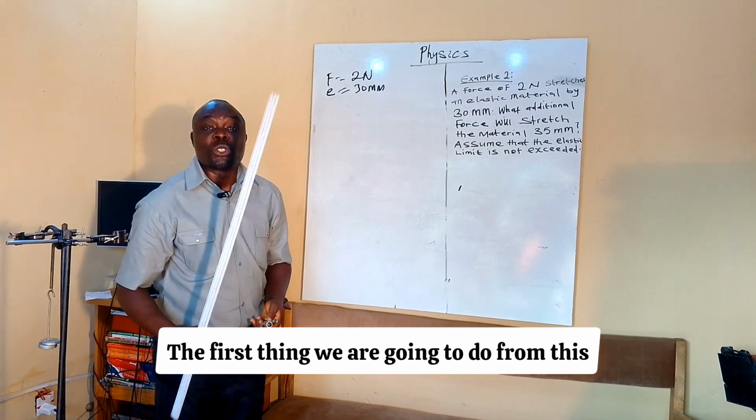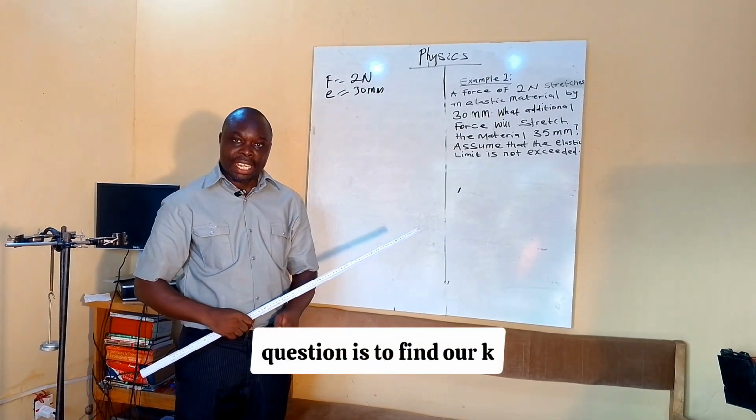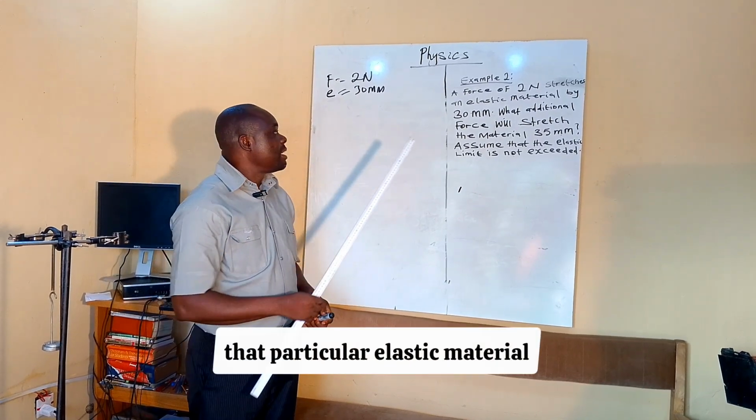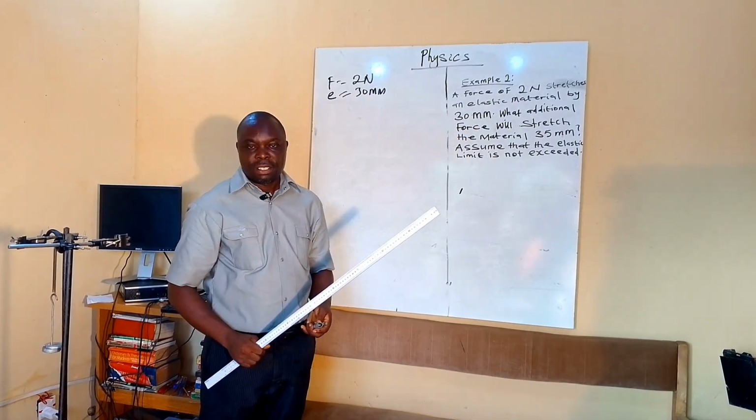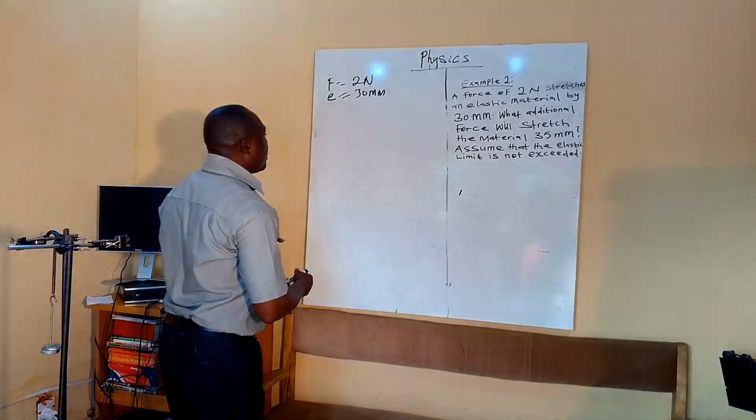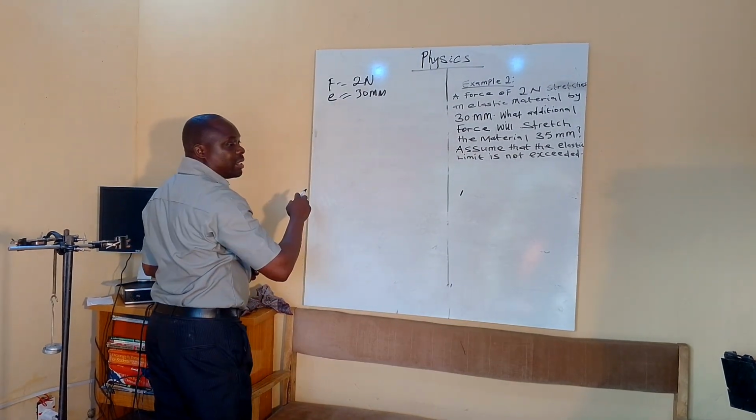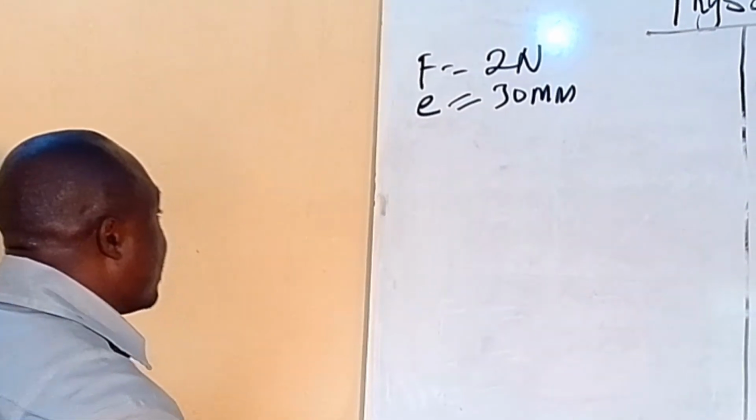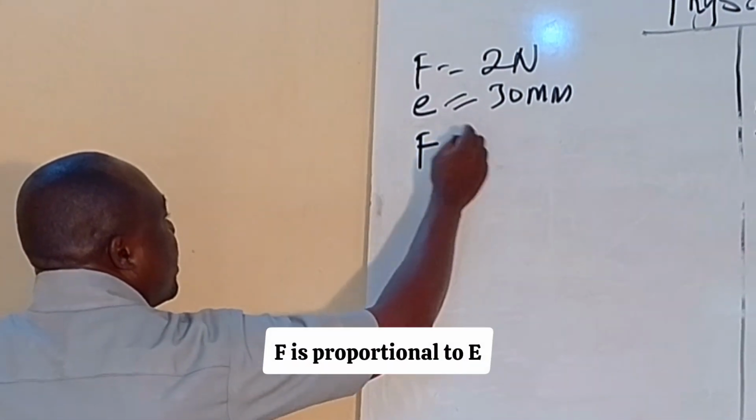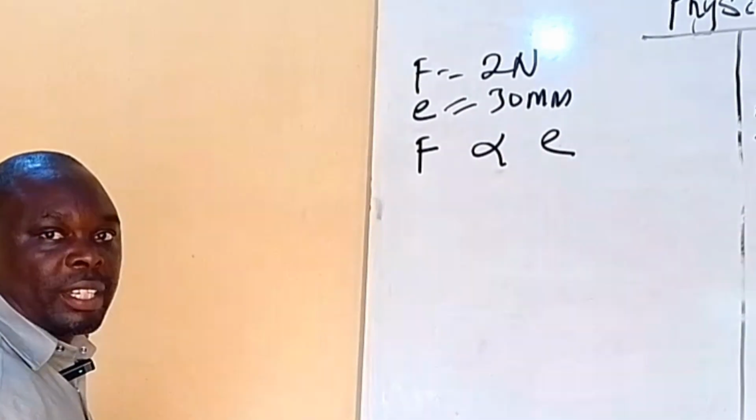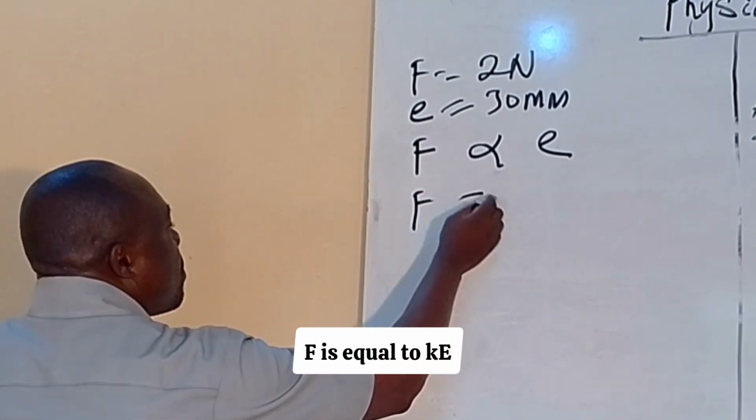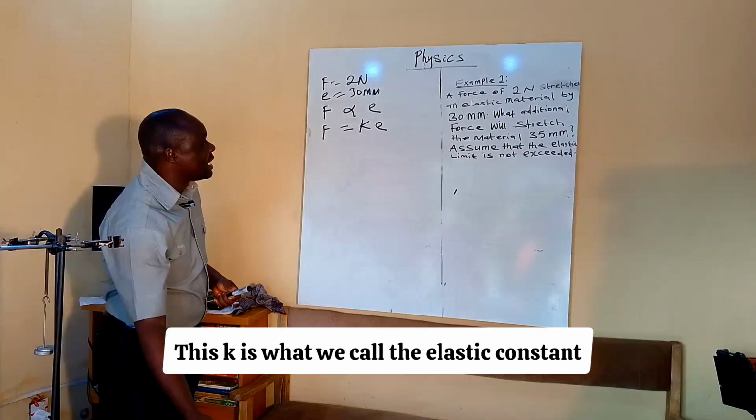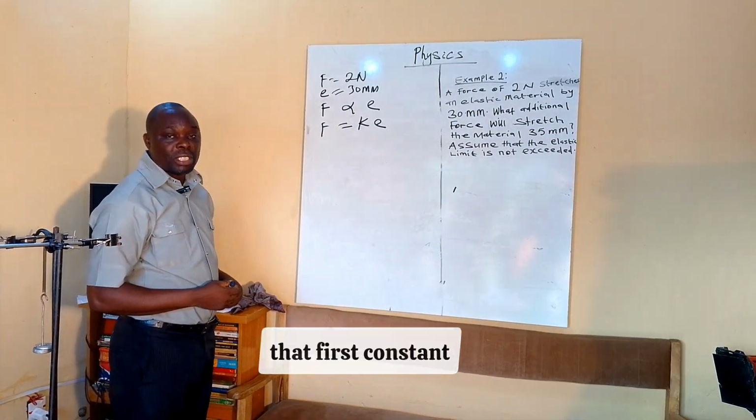The first thing we are going to do from this question is to find our K, our elastic constant, the force constant, the stiffness of that particular elastic material. What we do is this. We are given the F, 2 Newton. We are given the E, 30 millimeter. Then by Hooke's law, F is proportional to E. Therefore, F is equal to KE. This K is what we call the elastic constant, the force constant.